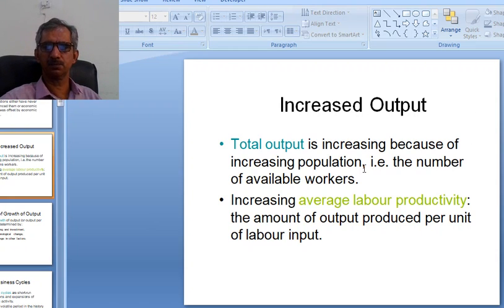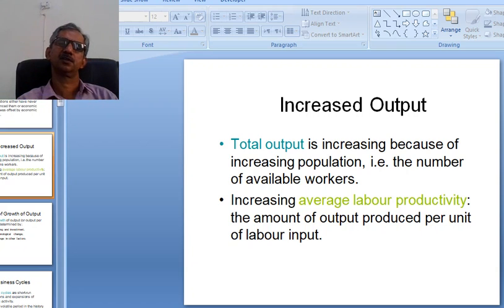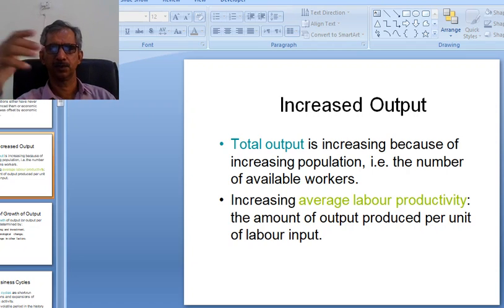When we talk about increased output, total output is increasing because of the increasing population and the number of available workers. When we talk about the GDP or the output of the country, why does it increase? We assume that output is increasing because the number of workers is increasing due to population growth. Yearly we have more population and more labor force, working people. So it is an automatic outcome that when you have more labor, they will produce more.